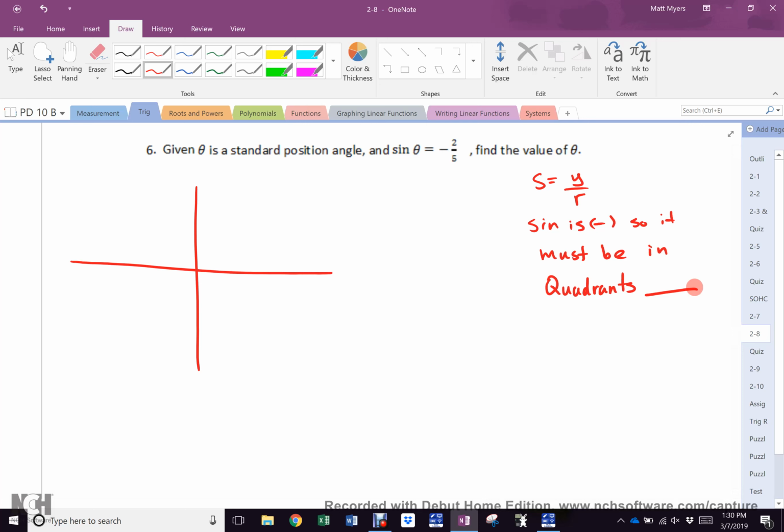Excellent. So either it's down there or it's down there. Oh, I should have used a different color. Or it's down there, correct? What do I know about that point? I know one thing about those 2 points. They're negative. I guess I know 2 things about those points.